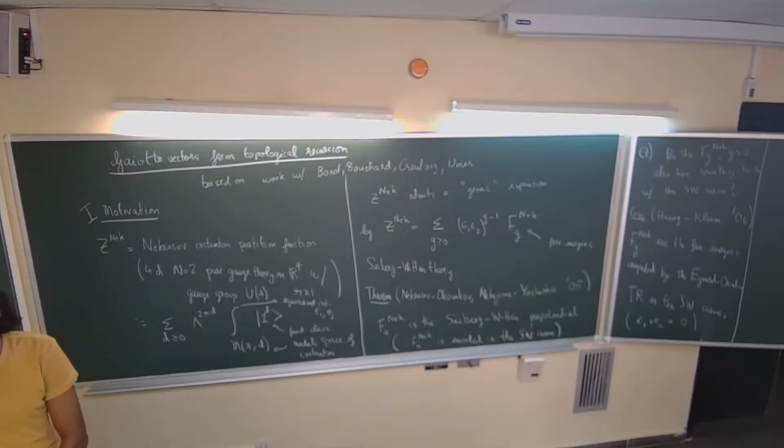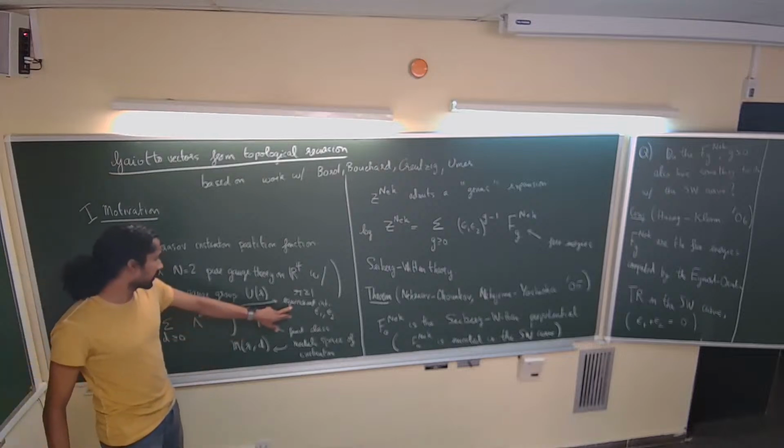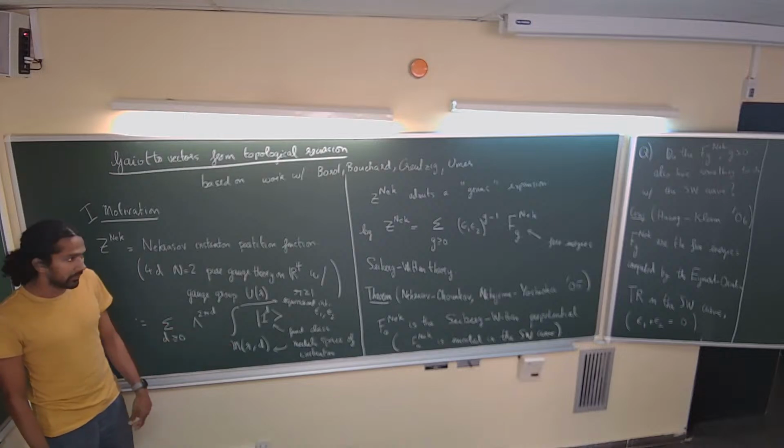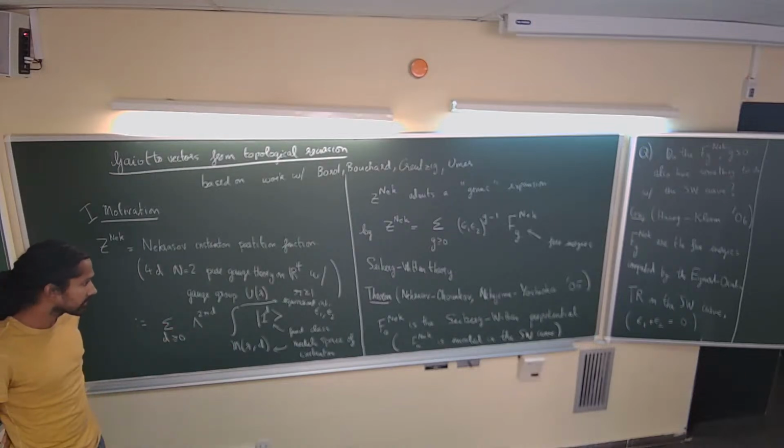Excuse me, could you remind us what were epsilon 1, epsilon 2? Yeah, so these were the equivariant parameters that I have from the torus action here. These are the equivariant parameters.